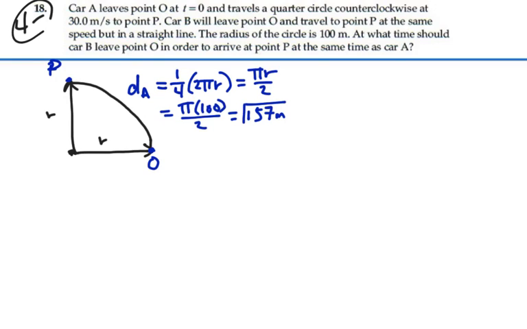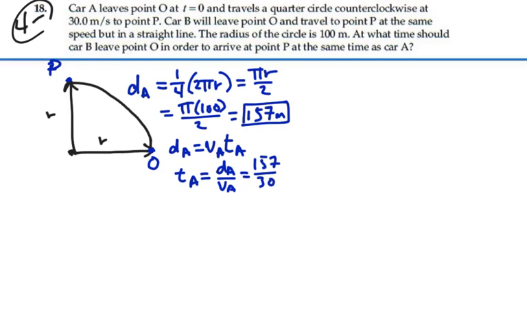Sounds good. So that's the distance A, and we know that that distance should be equal to the velocity of A times the time for A. So the time for A to complete that is going to be equal to the distance divided by the velocity, which would be 157 divided by 30 meters per second, and that is 5.23 seconds. Sounds good. What about car B?